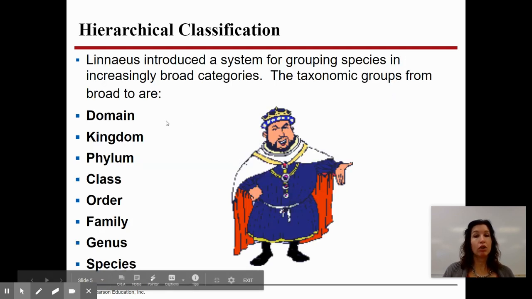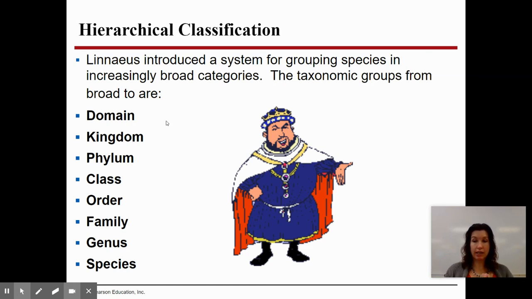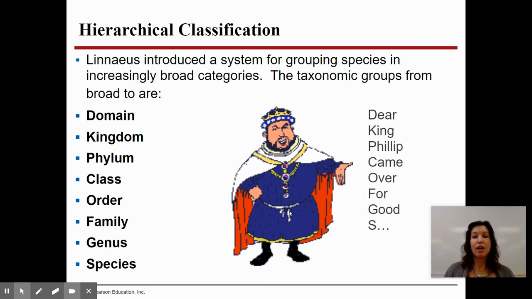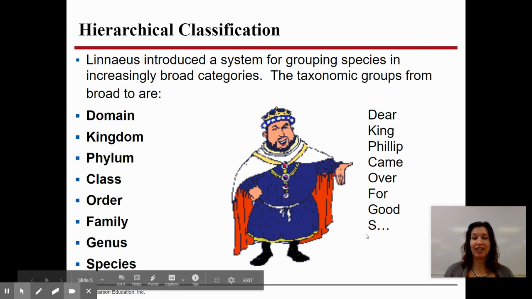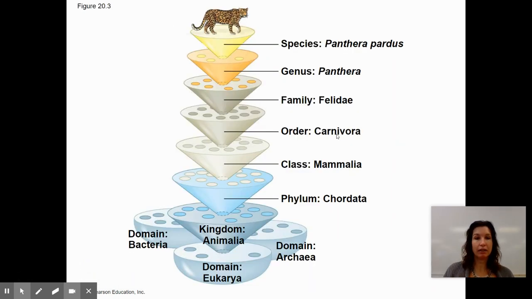So the taxonomic groups from broad to narrowest, meaning only one individual species has that name, is domain, the first overarching group. Then there's kingdom, phylum, class, order, family, genus, and species. So a way to remember this is dear King Philip came over for good soup. Maybe King Philip came over for something else that starts with an S. Just however you remember it. So dear King Philip came over for a good soup. All right, so that is the order from broadest category to most specific.